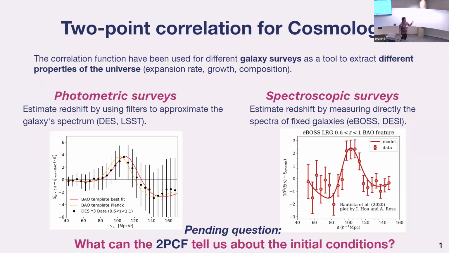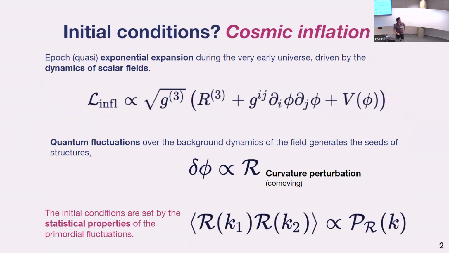The two-point correlation functions have been used before for different galaxy surveys, both photometric and spectroscopic, to extract different properties of the universe, such as the expansion rate, the growth of structure, the composition, omega matter, et cetera. But one pending task is: what can the two-point correlation function from these galaxy surveys tell us about the initial conditions of the universe? This is a different question from the others. So what do I mean when I talk about initial conditions? I will be talking mostly about cosmic inflation.